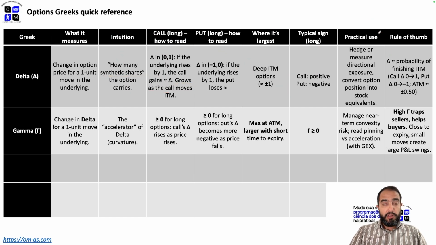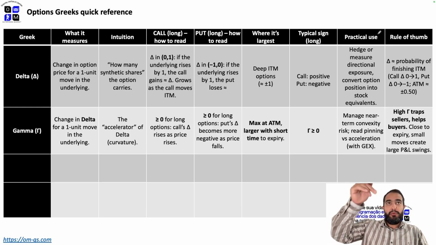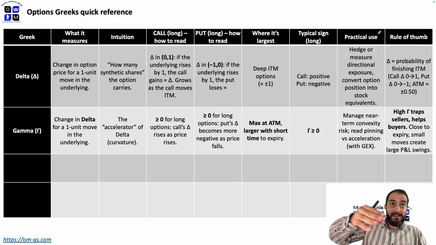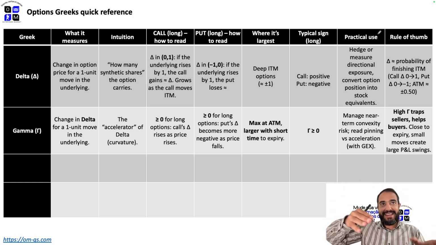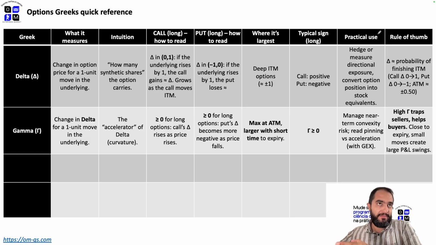The next one is the gamma. Now, delta is also called the first derivative. The gamma will be the second derivative. So it's the acceleration of the delta. While the delta represents the velocity of the change in the price, gamma tells how fast the delta is changing.